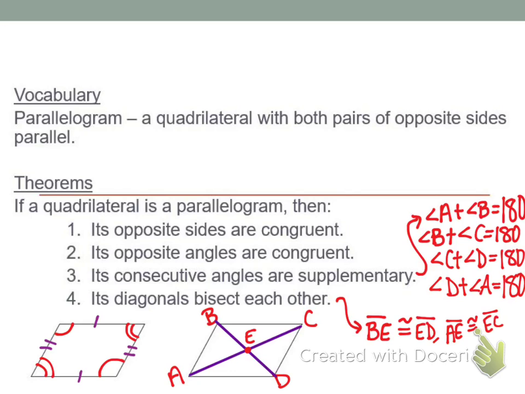Okay, you could mark that in the diagram if you prefer to use little tick marks instead. We can mark it in the diagram. But we have to remember that bisect means that it gets cut in half or split into 2 congruent pieces. The diagonals are bisecting each other, so both of the diagonals are getting cut in half.